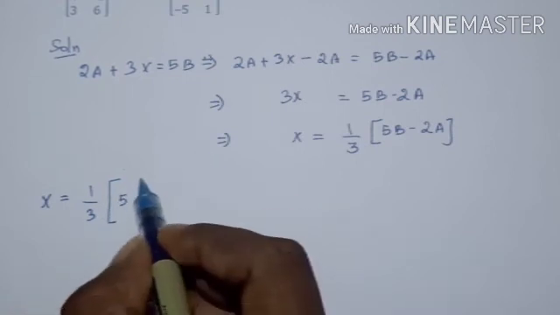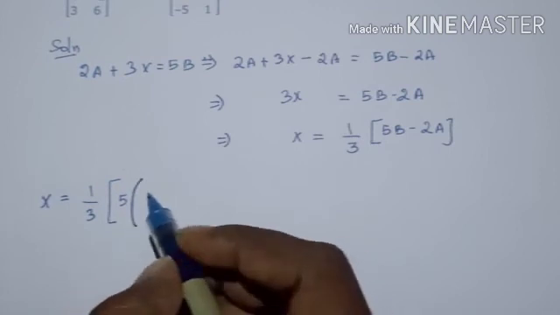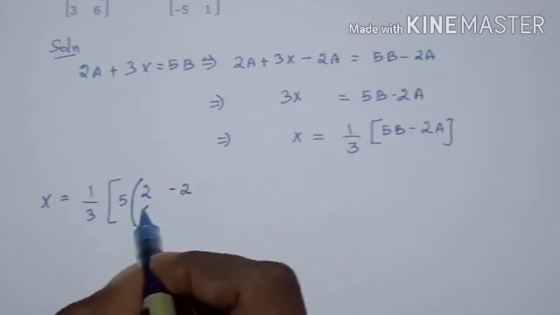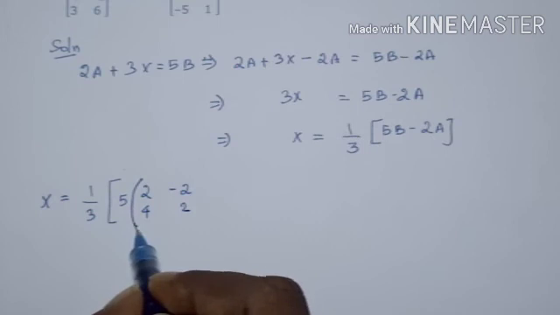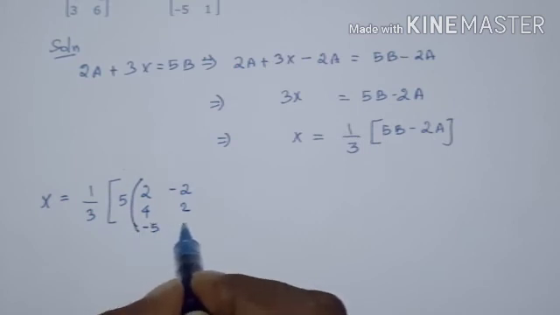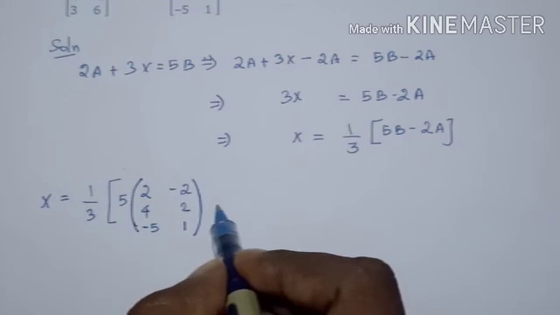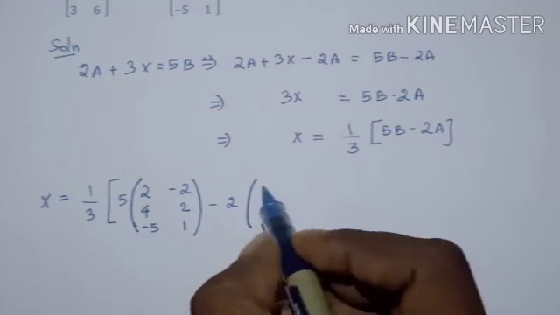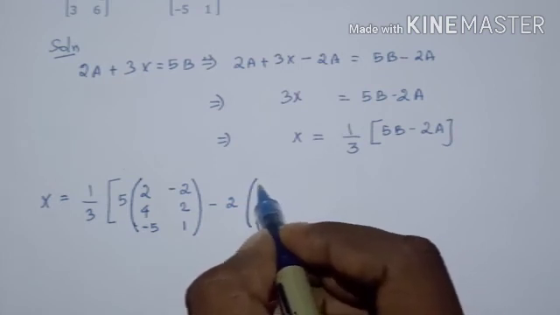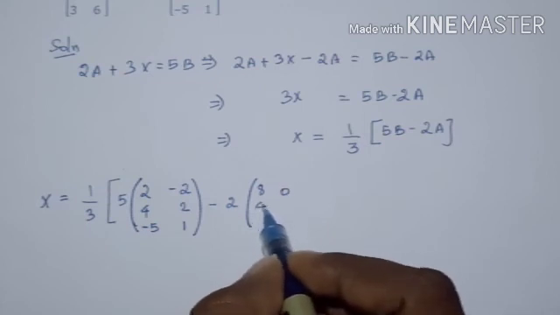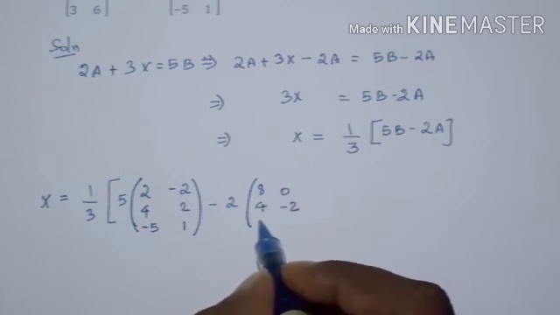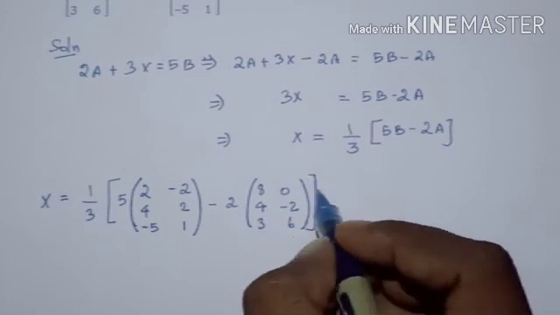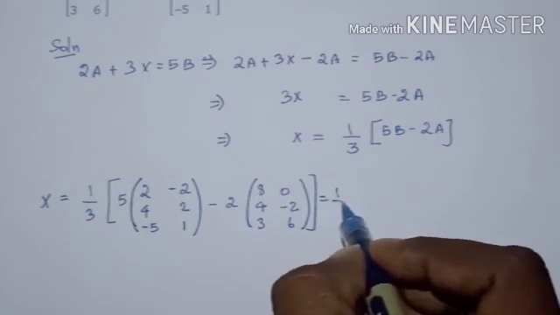That matrix B we can write like this: 2 minus 2, 4 2, minus 5 1, then minus 2 times matrix A. What is the matrix A? 8 0 4, minus 2, 3 and 6. We can rewrite this as 1 by 3. We can simplify now.